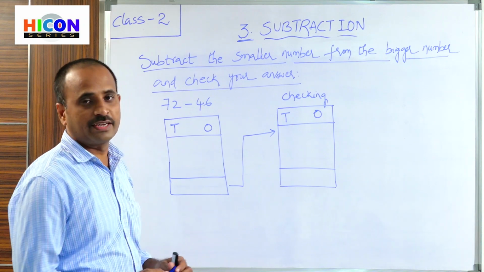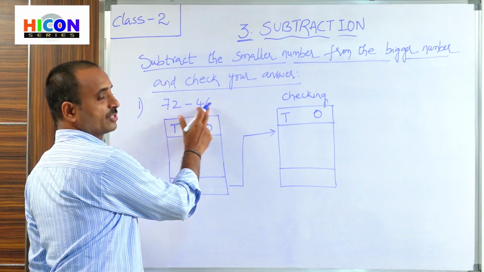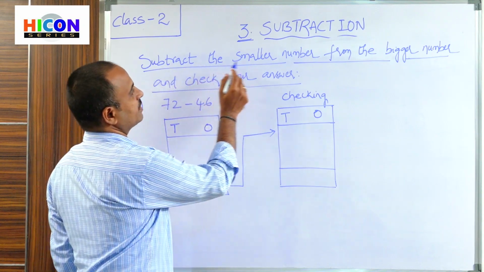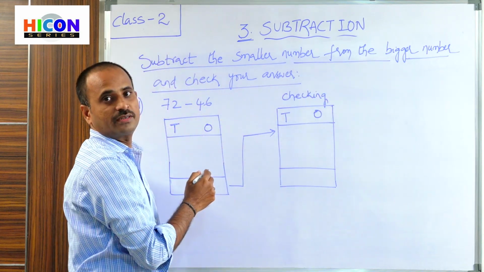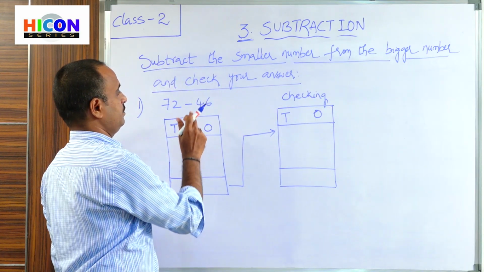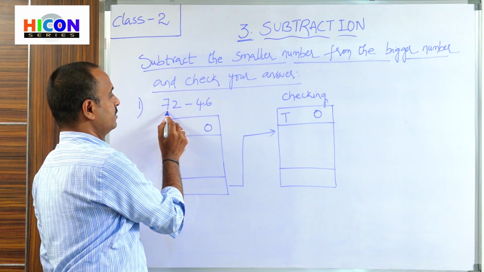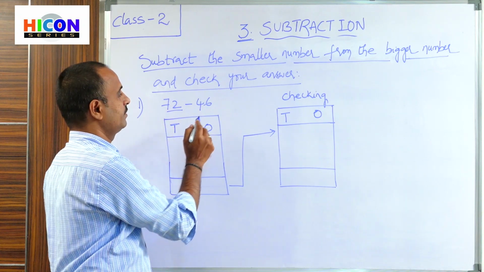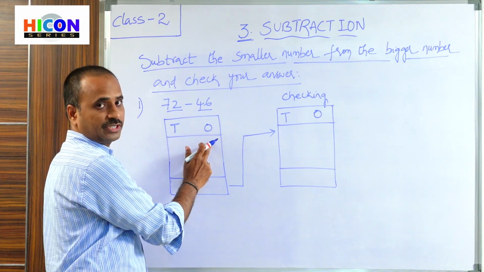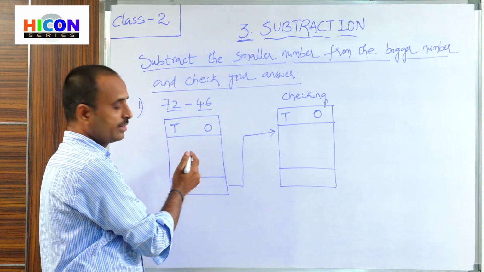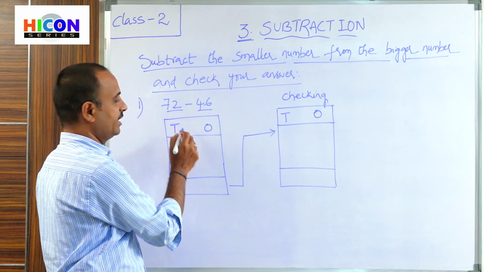So let us take one example. Here the given example is 72 minus 46. Subtract the smaller number from the bigger number and check your answer. First subtract the smaller number from the bigger number. What is the bigger number here? 72 is the bigger number and 46 is the smaller number. So write the bigger number first and write the smaller number below the bigger number. What is the bigger number?